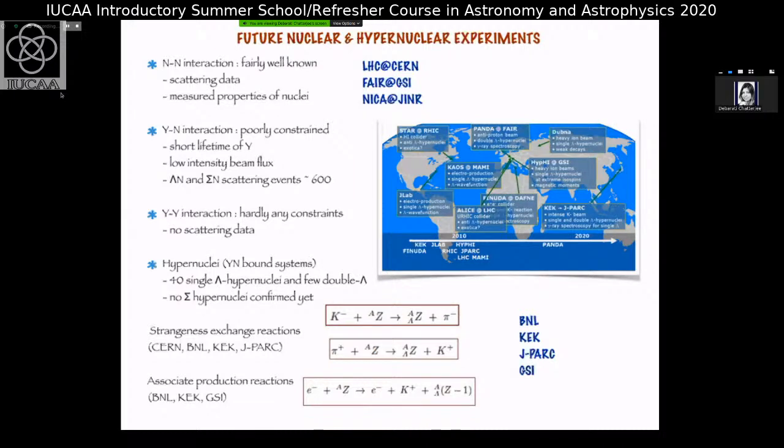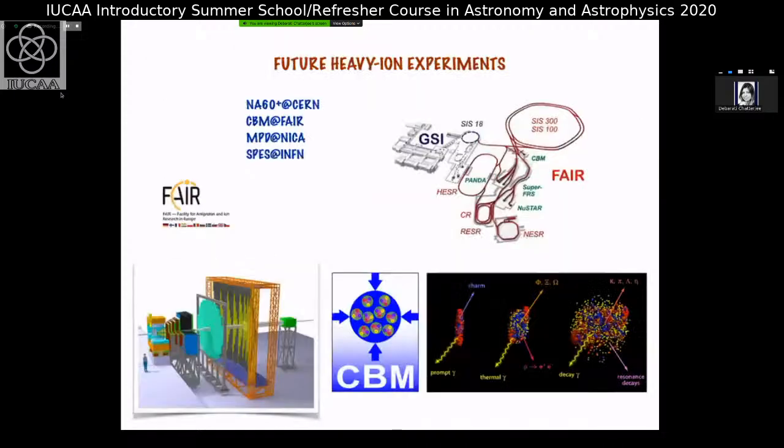These are being planned at BNL, at KEK, at JPARC, and GSI. There are also future heavy ion experiments coming up, particularly the CBM, or Compressed Baryonic Matter experiment. This is going to look at dense matter at intermediate densities and answer questions about the behavior of strong interaction at intermediate densities.